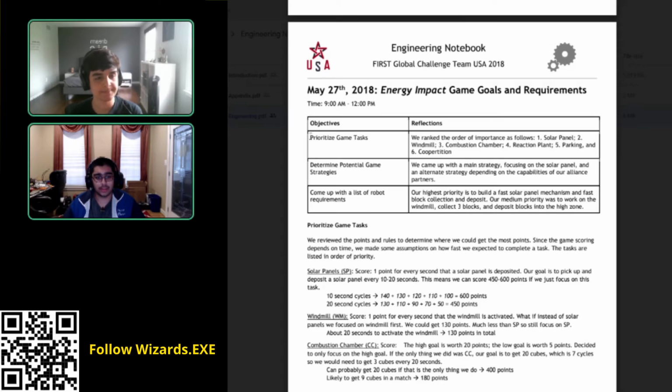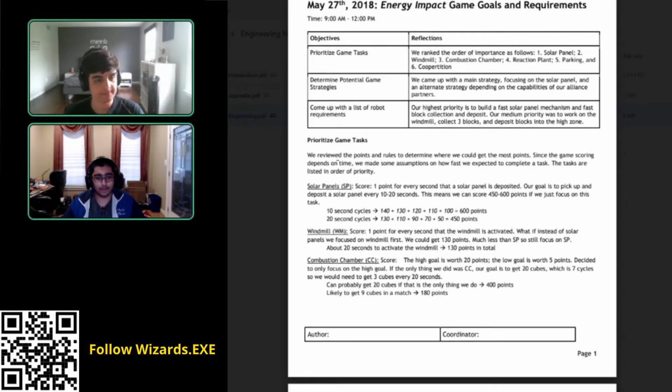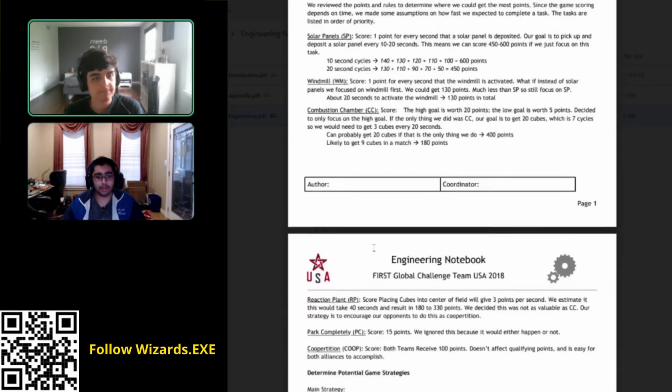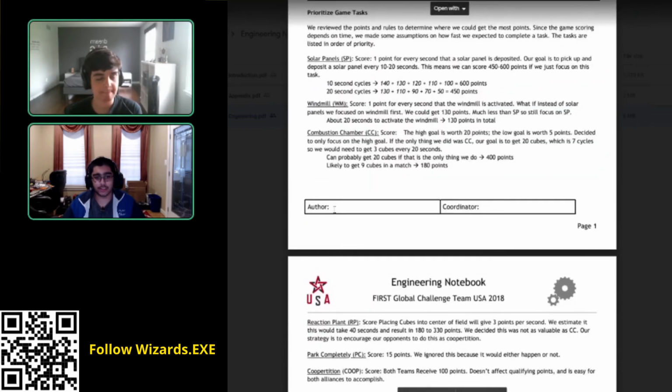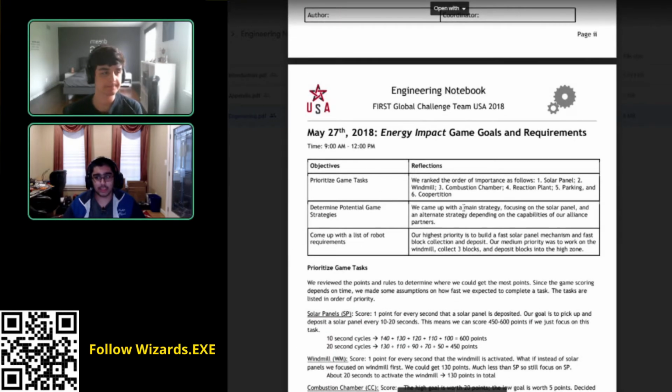So you can see, we want to prioritize game tasks. This is what happened. And then determine potential strategies. That's what happened. And then you'll see below, we have a far more in-depth strategy analysis, which the judges can read if they're interested in what they see in this table.